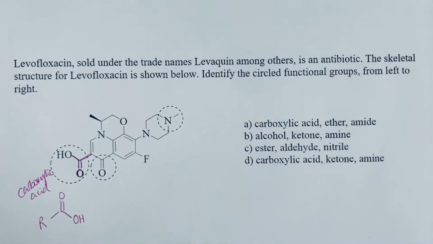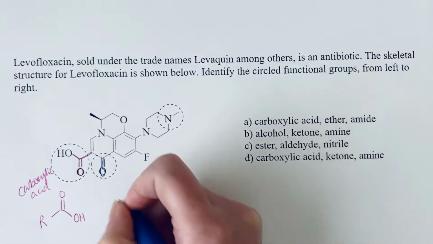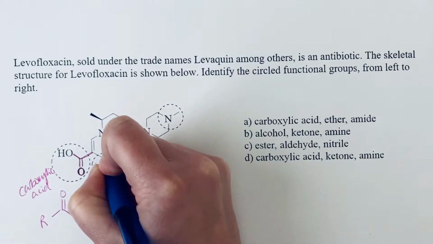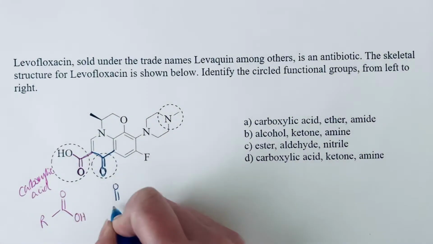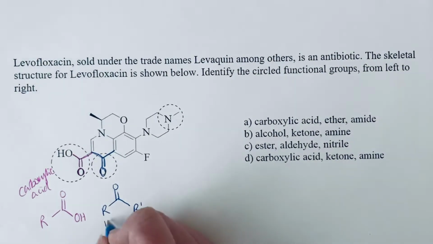And if we look at the next functional group, we again have a carbonyl, so it's a carbon double bonded to an oxygen. So once again, we want to look and see what is attached to either side. And so we see a bond to carbon here and a bond to carbon here. So if we have two different bonds to carbon groups, then it is a ketone.